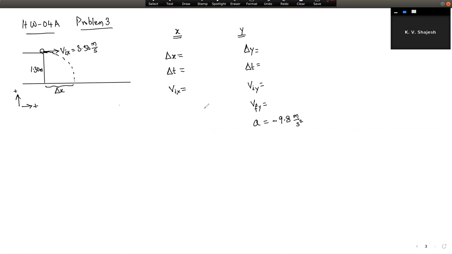What are we asked to calculate? Delta x, how far does it go? So that's the quantity we are looking for, delta x. Delta t is not known, but it is common in both the x and y direction. We have split the problem purely in the two orthogonal directions. V initial x is plus 3.5 meters per second.